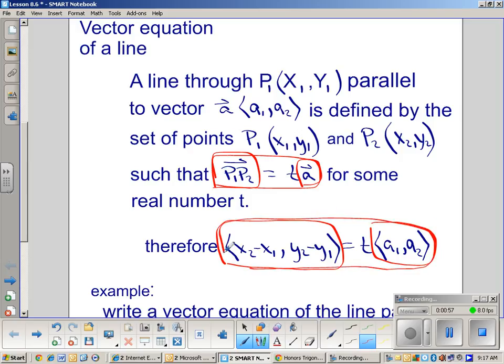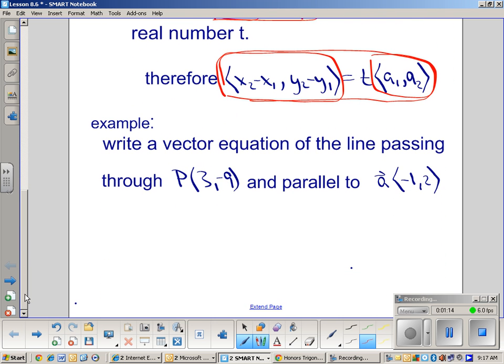Okay? It's a little confusing because we're not used to looking at some number t that we don't know what it is. And we can't really picture what that looks like. But as we go through some examples here, I think you'll find it's not as confusing as it looks to begin with.